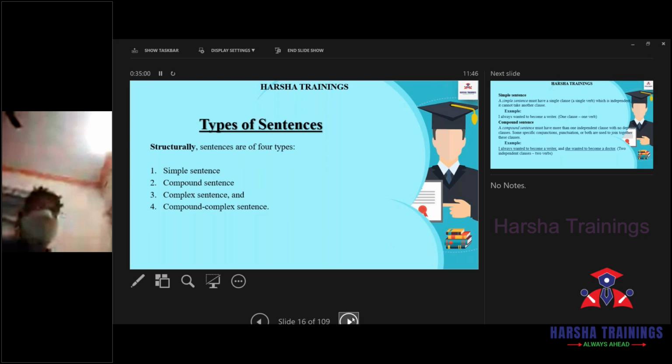So let's see what are the different types of sentences that we have. Structurally, meaning based on the structure of a sentence, we have four types of sentences. One is a simple sentence, compound sentence, complex sentence, and compound complex sentence. Four types of sentences.